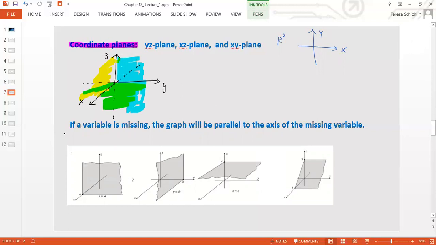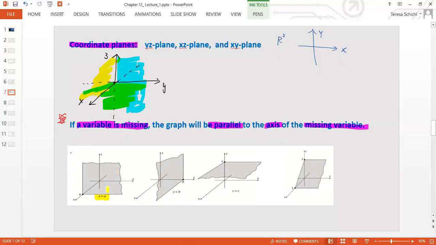So now in here we have one typical problem that is very difficult to graph. In here they tell you if a variable is missing from the equation, then the graph will be parallel to the axis of the missing variable. So this is a pretty good hint to help us to graph, right? So take a look here. If I have my first graph here, this is x equal to a. X equal to a is a plane, because y is missing and z is missing.